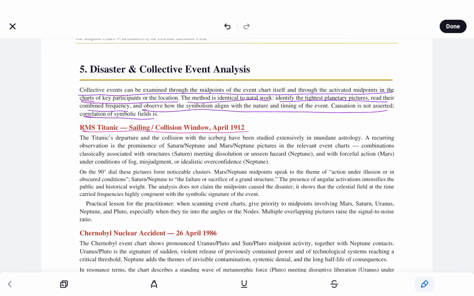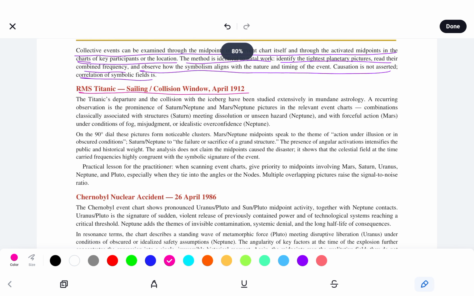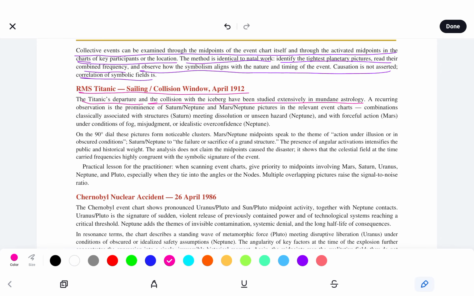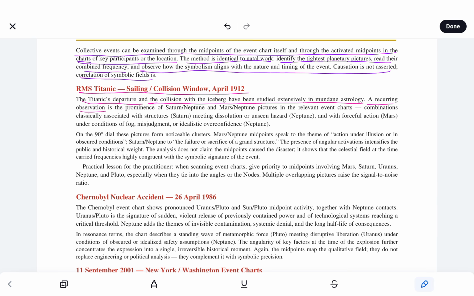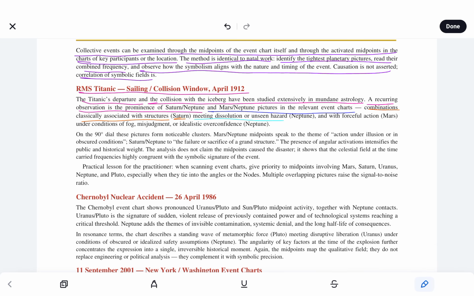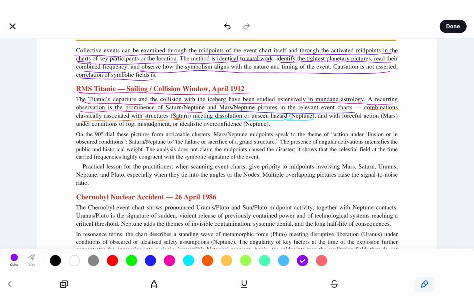RMS Titanic. So, Titanic's departure and the collision with the iceberg have been studied extensively in mundane astrology. A recurring observation is the prominence of Saturn-Neptune and Mars-Neptune pictures in the relevant event charts. These are combinations classically associated with structure, Saturn, meeting dissolution or unseen hazard, Neptune, and with forceful action, Mars, under conditions of fog, misjudgment, or idealistic overconfidence, Neptune.